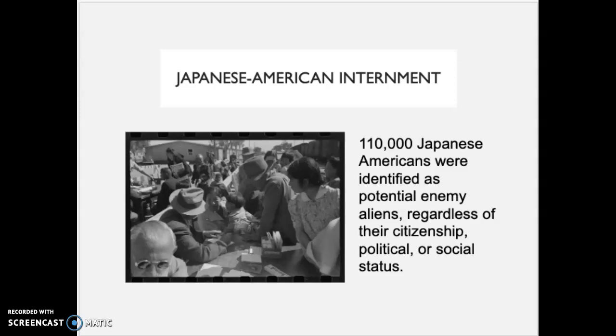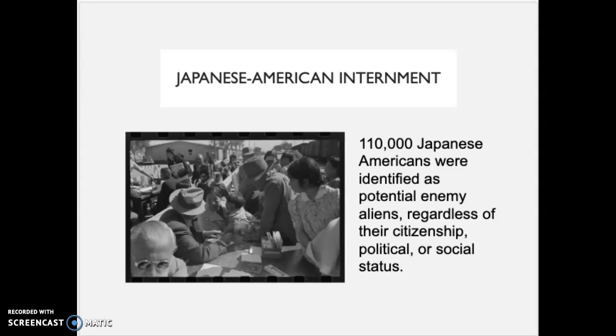110,000 Japanese were identified as potential enemy aliens, regardless of their citizenship, political, or social status. It didn't matter if they'd served the country or done lots of different things for the country, they were rounded up. They either had to show up to a center and report themselves, or the police would come and arrest them. They would lose their property and everything they had. It was supposed to be temporary, but a lot of people came back to nothing and had to restart their lives afterwards.